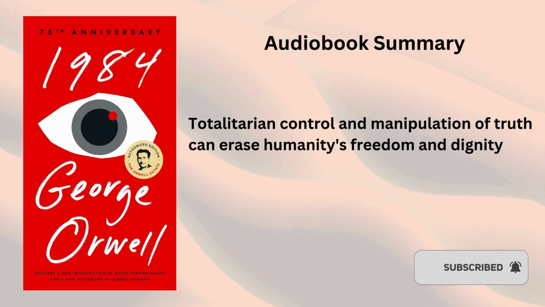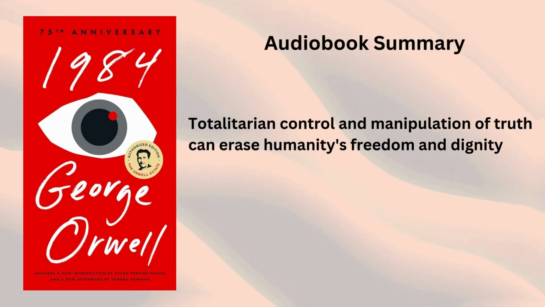Let's dive into the world of 1984. The novel is set in Oceania, a superstate governed by the party, led by its omnipresent figurehead, Big Brother. The party controls every aspect of life, thought, speech, and even history itself.